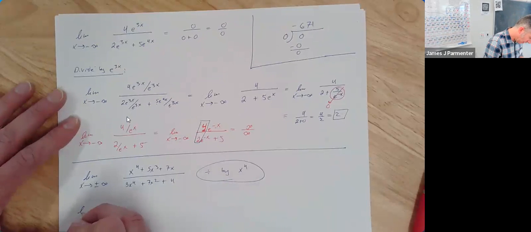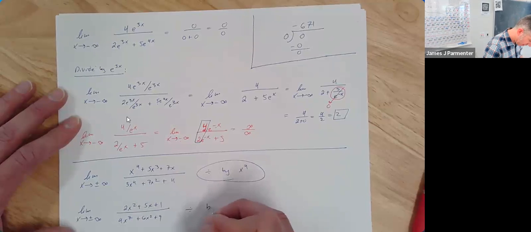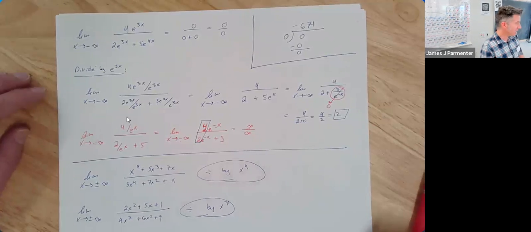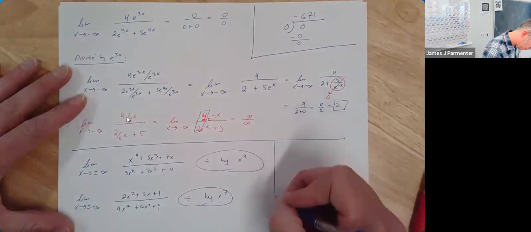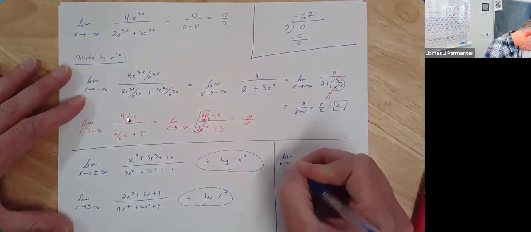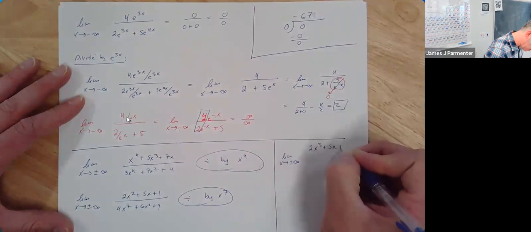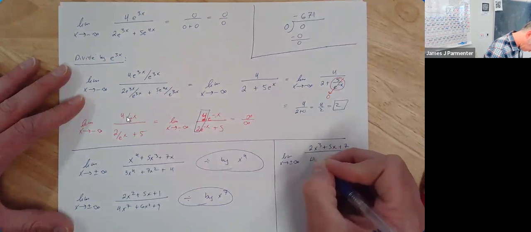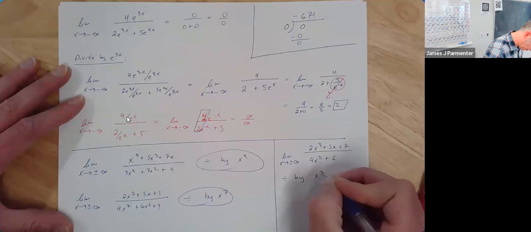In a similar way, if you have the limit as x approaches positive or negative infinity of 2x squared plus 5x plus 1 over 4x to the 7th plus 6x squared plus 9, you would divide everything by x to the 7th. The highest power, regardless of if you're going to positive or negative infinity. And lastly, if you have the limit as x goes to positive or negative infinity, let's make it not too terrible, 2x cubed plus 5x plus 7 over 4x squared plus 6, you would divide everything by x squared.